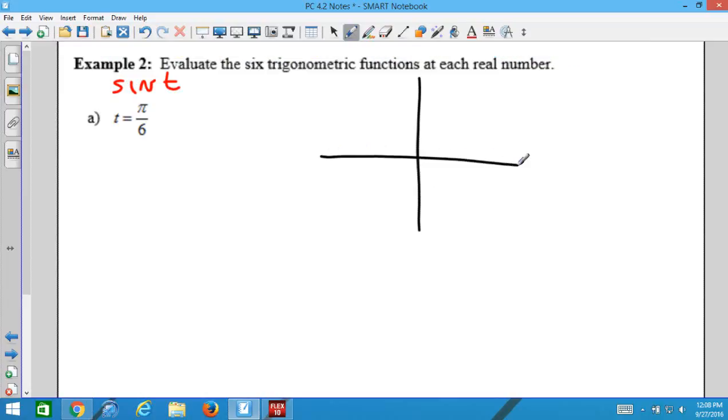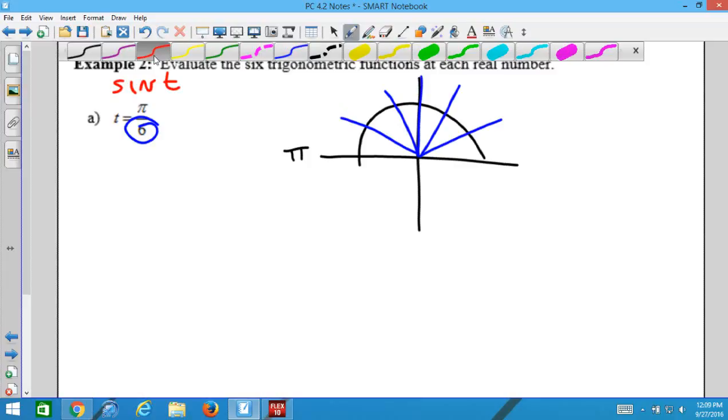So I'm going to find where pi is. Where is pi? 180. Right, that's over here. So if I took this top part and I divided it into how many equal places? 1, 2, 3, 4, 5, 6. 6 equal places. This is one of them. That would be right here.